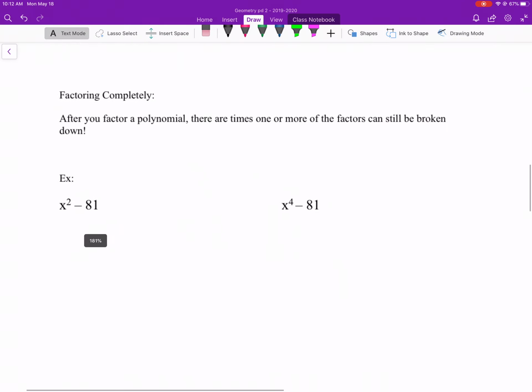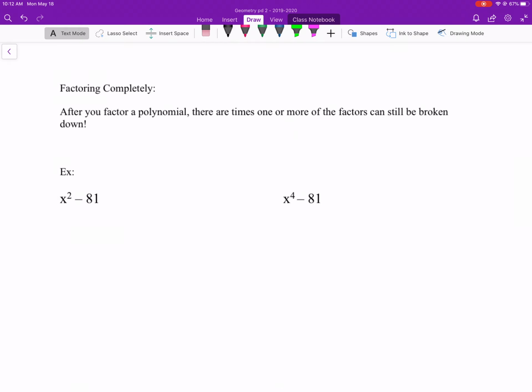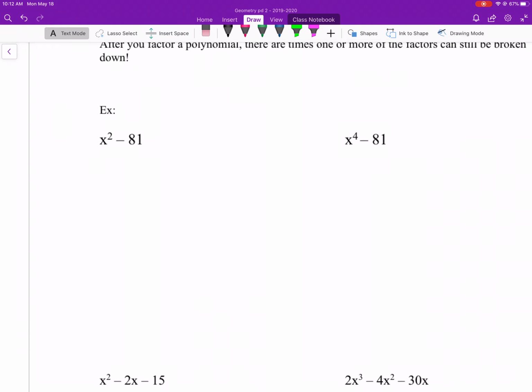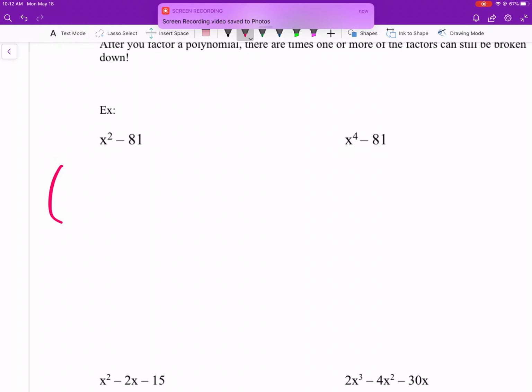Alright, so factoring completely, very simply put, after you factor a polynomial, there are times one or more of the factors can still be broken down. If you look at x squared minus 81, we factored this in the do now, right? We got x plus 9 and x minus 9.